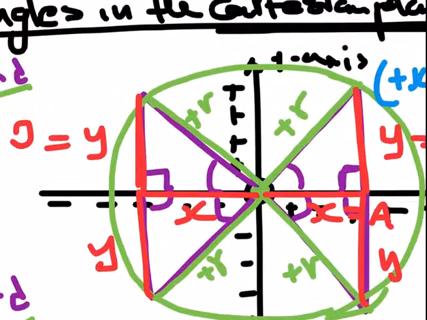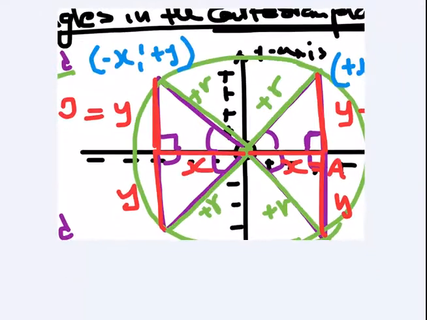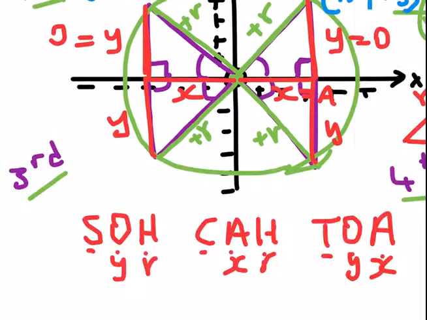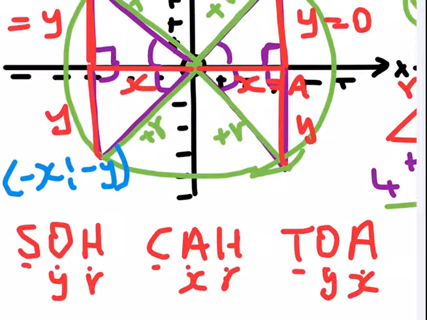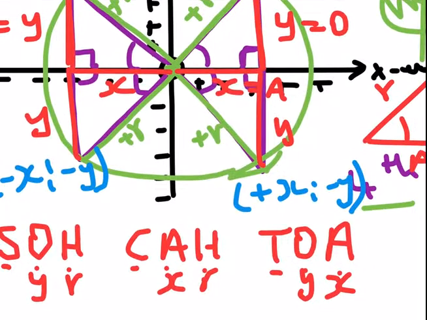What about the second quadrant? The x values are definitely negative. What about the y values? Positive. And then let's move on to the third quadrant. Here we have negative x values and negative y values. Then in the fourth quadrant, we have positive x values and negative y values.